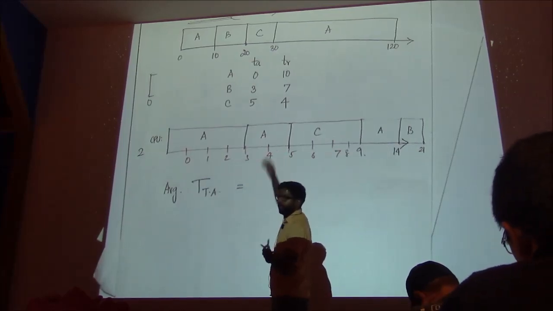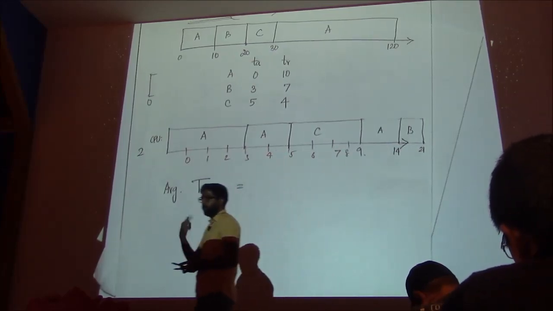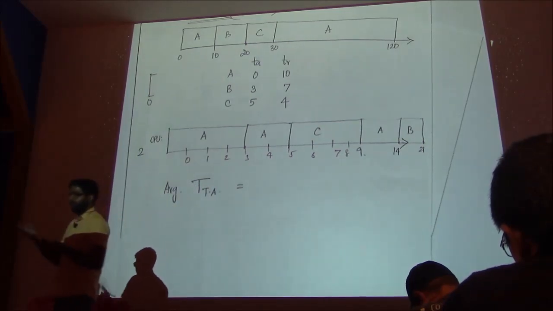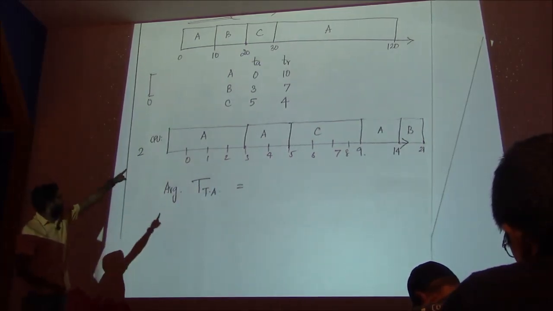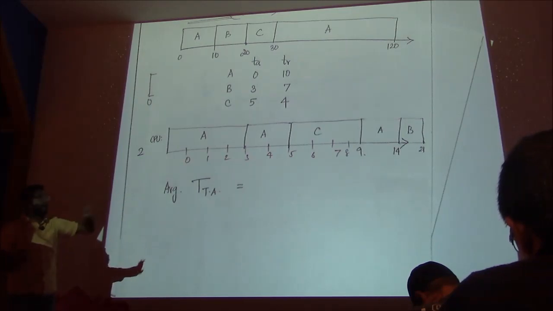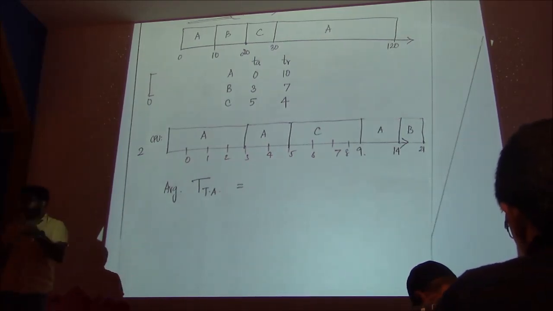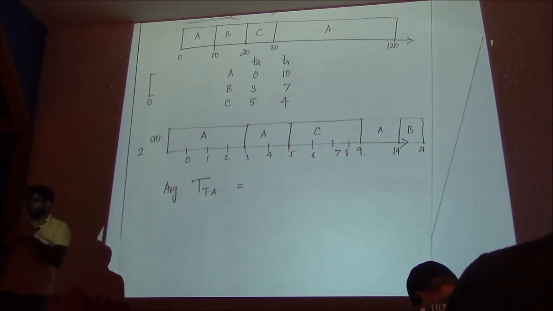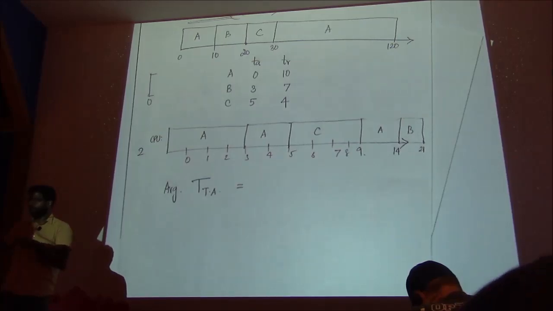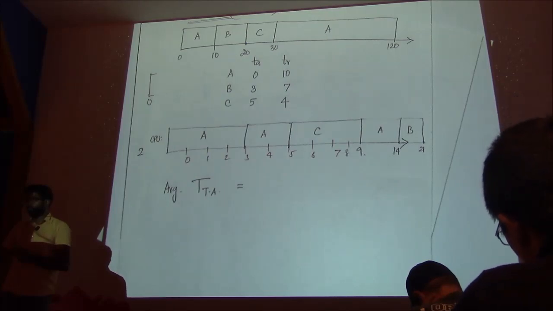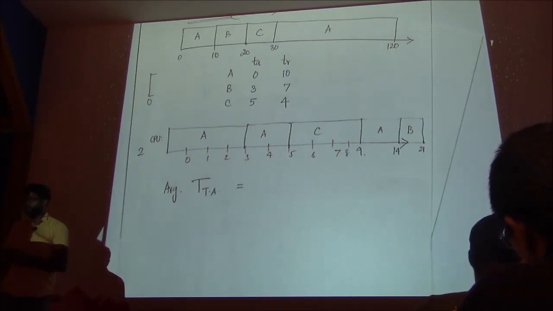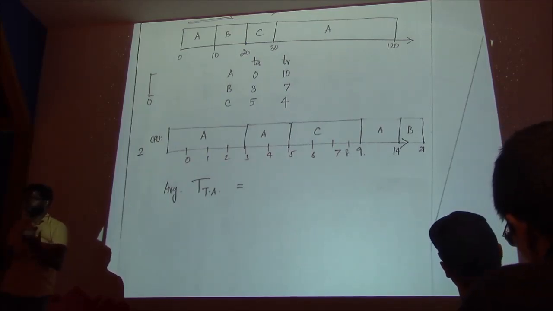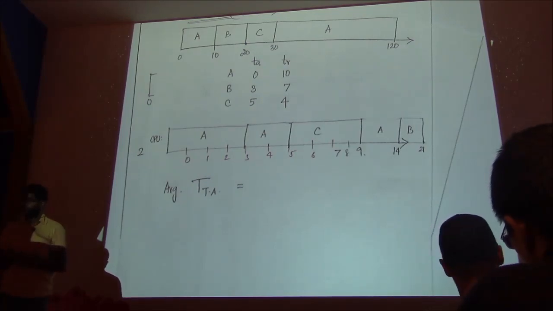For A, it needs 5 more CPU bursts to finish execution. But C, which just arrived at time 5, has only 4 CPU bursts. So among A, B, C at that time, the scheduler is going to choose C, which is the shortest job, because it can finish faster. Yeah, so that we can minimize the average turnaround time.